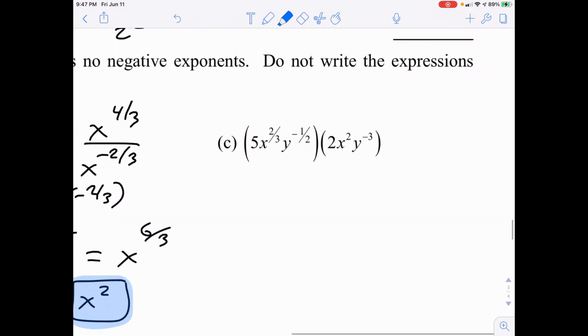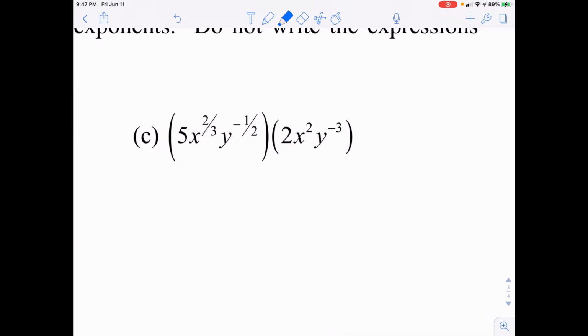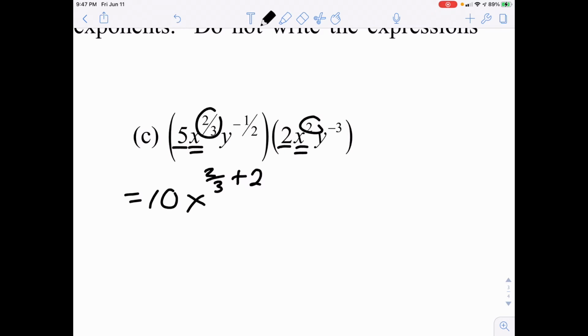Part C looks pretty crazy, but take it in pieces. Okay, start with the 5 and the 2. Start with the numbers. 5 times 2 is 10. Then take the x's. We're going to go x to the 2/3 plus 2. You have to add the fractions when you multiply. Same base, you add the exponents. And then y to the negative 1/2 plus negative 3. Again, you're multiplying y, so we're going to add our exponents.